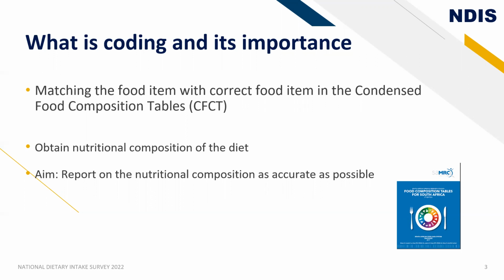So you obtain the nutritional composition of the diet from the food codes that are in the food composition tables. And the aim is then to report on the nutritional composition as accurately as possible. So you know that some of the estimates that you are doing with your quantification during your field work, it's an estimate. So we're trying our best to get the best estimate and then to get to an as accurate as possible answer on the nutritional composition of the diet.